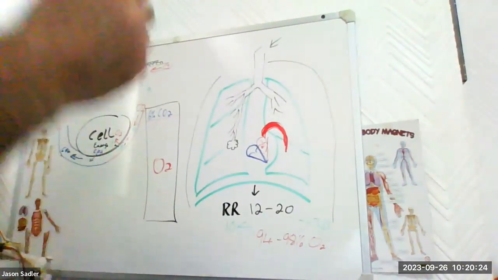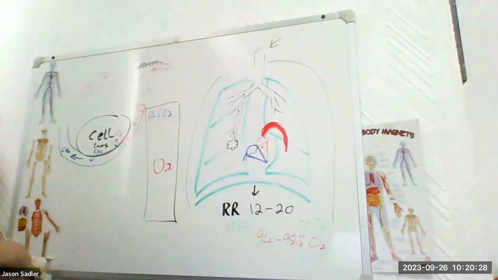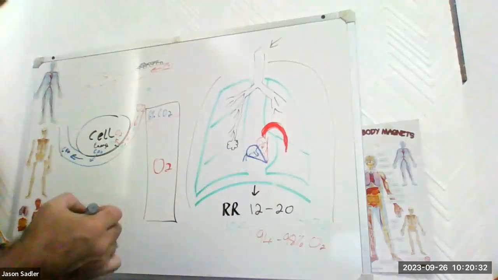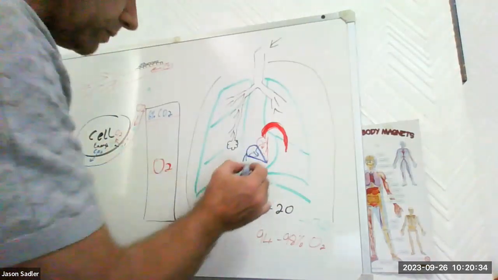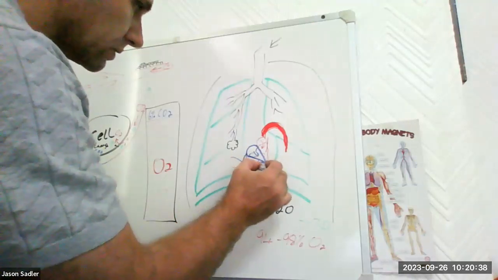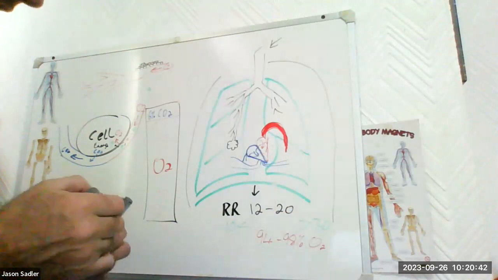So that now returns to my heart. That blood vessel there returns here to the right atria. It then goes down into the right ventricle, and from the right ventricle, it goes off to the lungs.